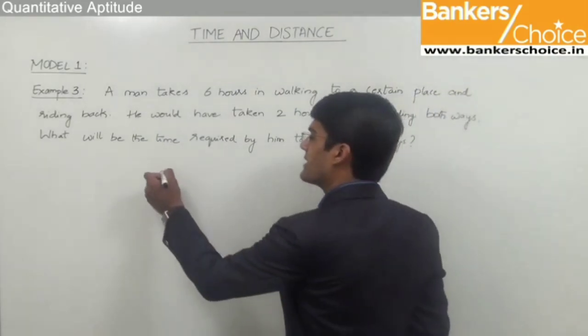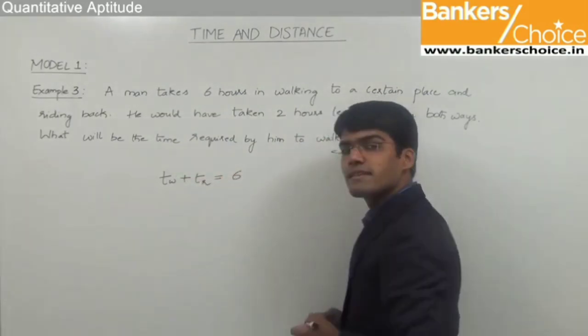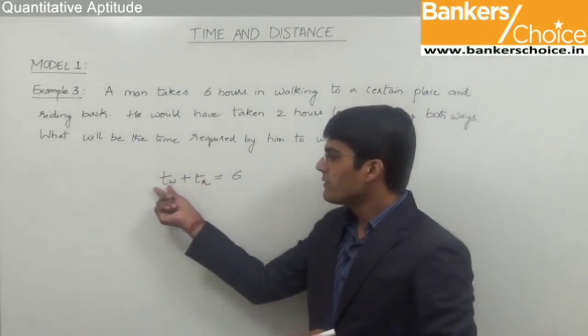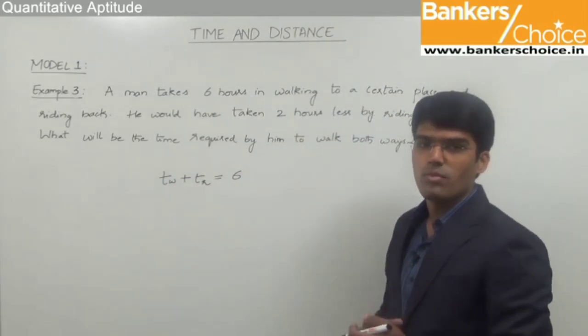So we can say that the time taken for walking plus the time taken for riding is equal to 6 hours. Remember friends, the distance which is covered while walking and while riding is equal. Why? Because he is moving between the same 2 points.